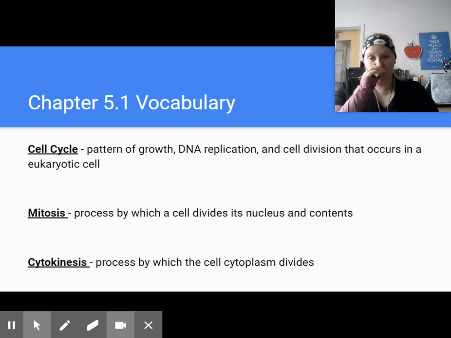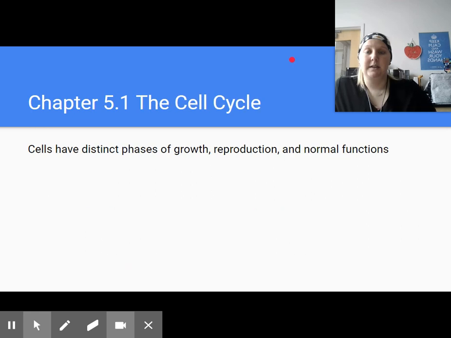So the cell cycle is a pattern of growth, DNA replication, and cell division that occurs within the eukaryotic cell. Mitosis is how our body cells are going to divide its nucleus and all of its contents. And then cytokinesis is how the cytoplasm for the cell is going to divide. The cell cycle has very distinct growth and reproductive phases, as well as making sure it is accomplishing its everyday job.